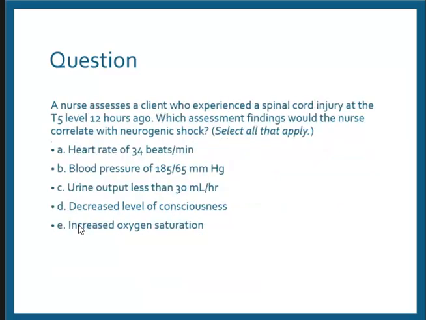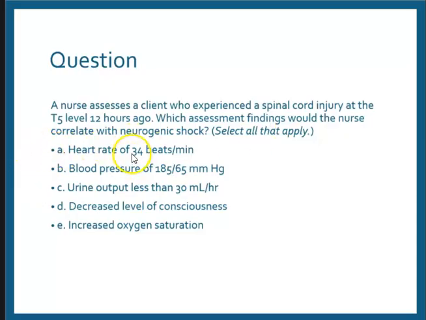And then our last question. A nurse assesses a client who's experienced a spinal cord injury at the level of T5 12 hours ago. Which assessment finding would the nurse correlate with neurogenic shock? So remember, vasogenic is your spinal shock. Neurogenic is your neurons or your nervous system. It's not communicating. The upper nervous system and the lower nervous system, motor nerve system, are not communicating anymore. So what assessment findings would we find?